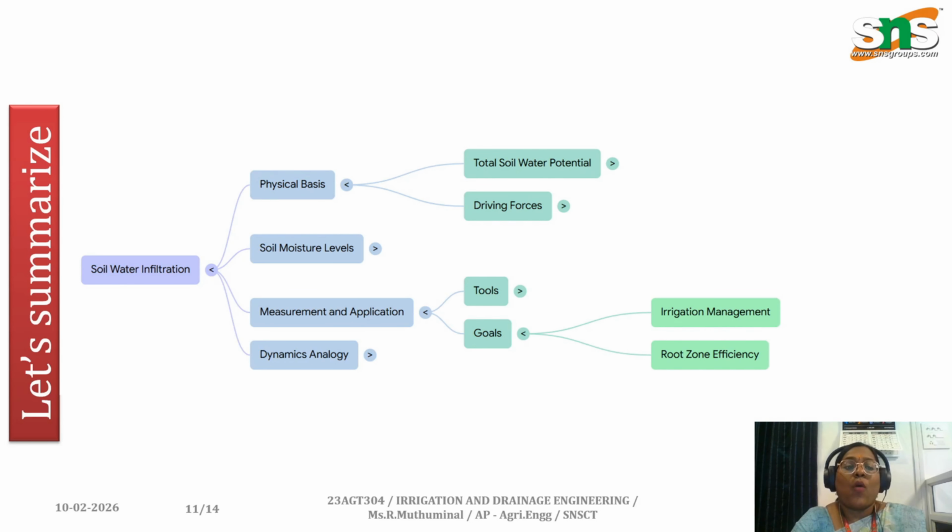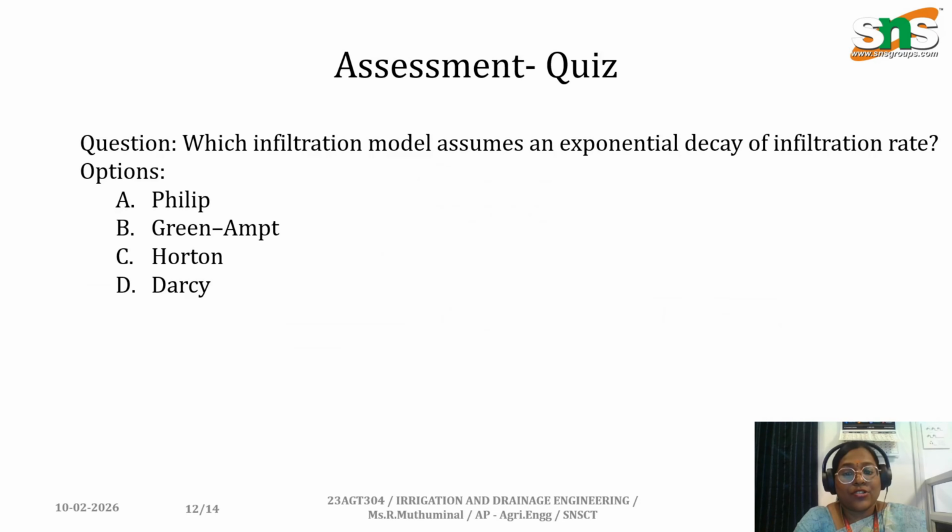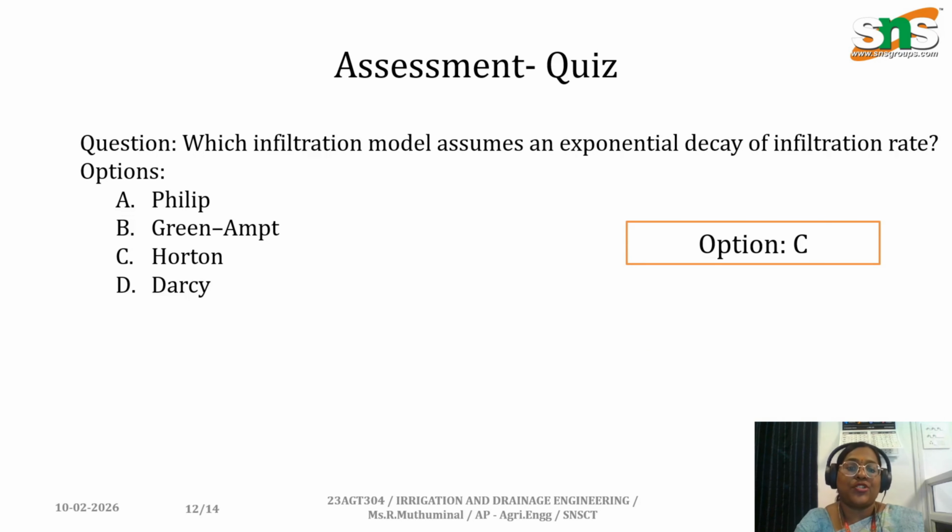We have covered what is soil water infiltration, what are the physical bases involved under infiltration, that is soil water potential, driving forces, measurement applications like tools and gauges, irrigation management, and the dynamic analogy that we have used. So today's quiz is: which infiltration model assumes an exponential decay of infiltration rate? Options are Phillips, Green-Ampt, Horton and Darcy. As we do know, it is Horton infiltration model.